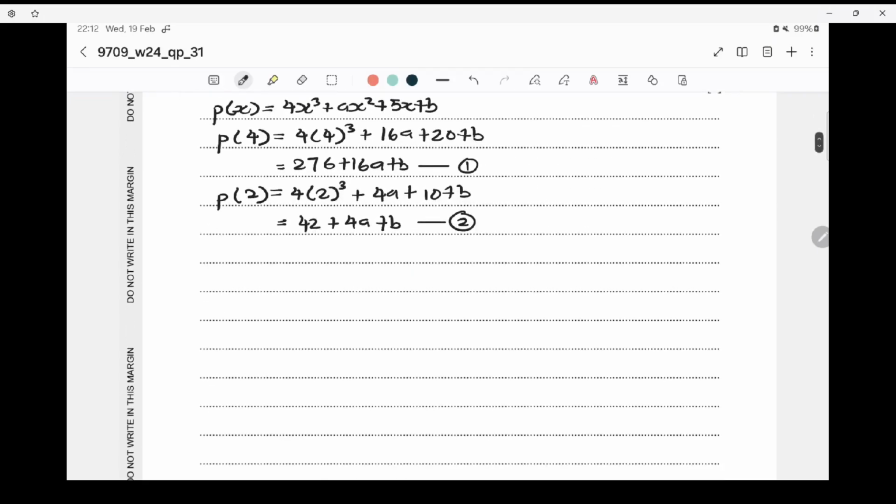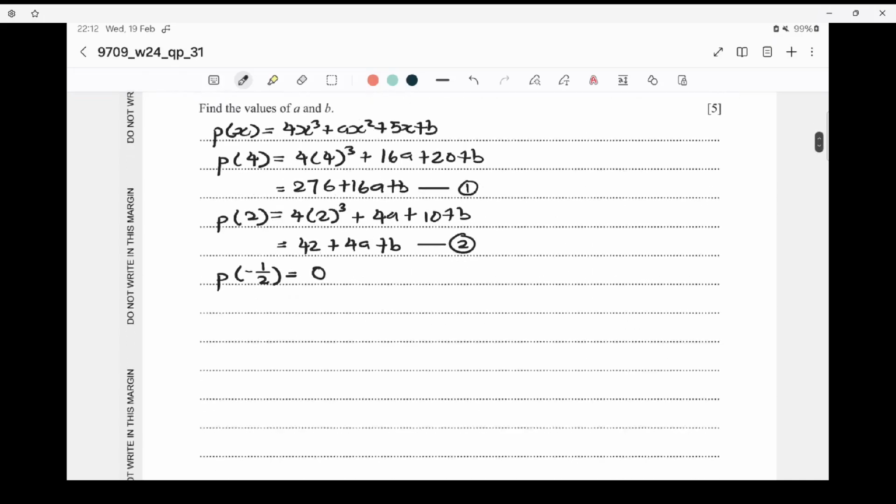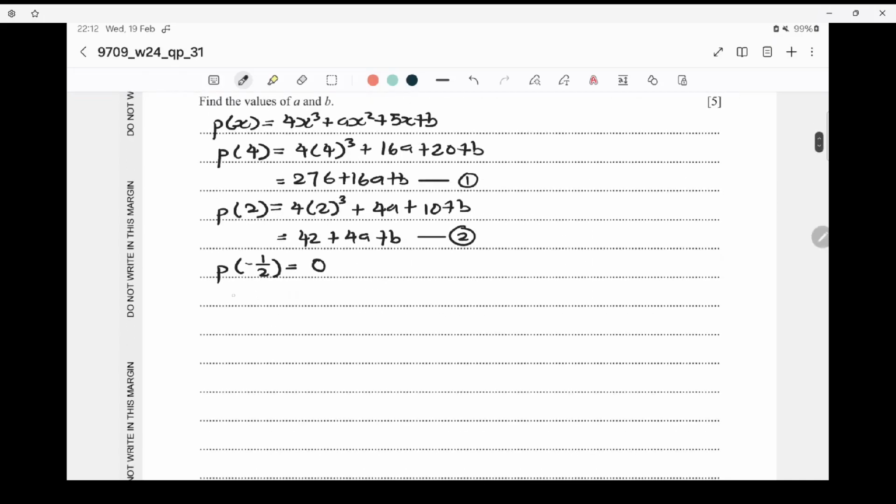The third equation that you can form is when you substitute minus 1 over 2 inside. This is 0. So what does this give you? This means you have minus 3 plus a divided by 4 plus b equals 0, or a plus 4b equals 12. Let's label this as the third equation.